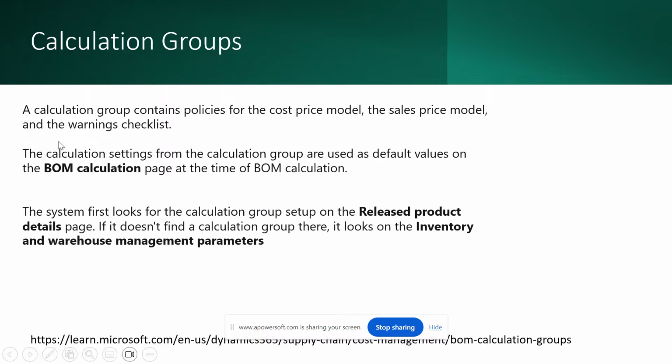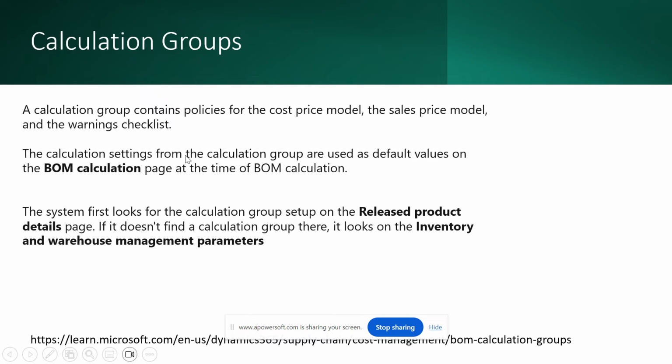First of all, what is a calculation group? A calculation group contains policies for cost price model, sales price model, and the warning checklist. So basically, this is acting as a setup which helps you to define the policy for your cost price. We will also discuss this in the D365 screen, but first of all, you need to understand the basic definition of the calculation group.